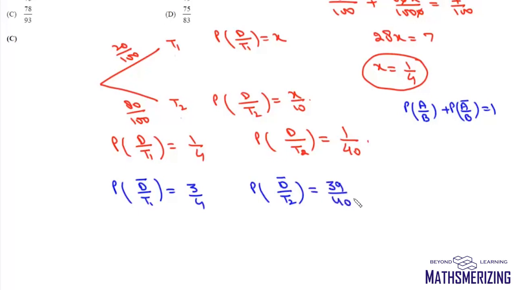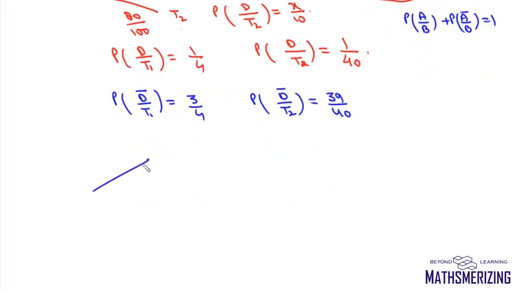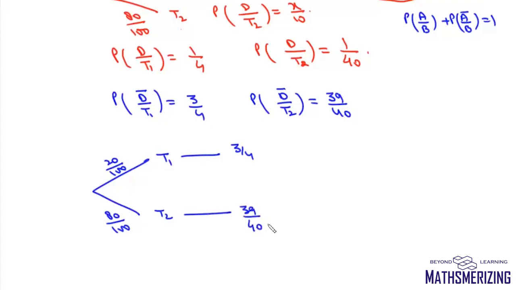39 by 40. So now again we have two plants, T1 and T2. Getting it from T1 is 20 by 100, T2 is 80 by 100. Not defective from T1 is 3 by 4. Not defective from T2 is 39 by 40. Now, if it is non-defective, find the probability that it has come from T2. So we have to find this conditional probability that if it is not defective, it has come from T2.